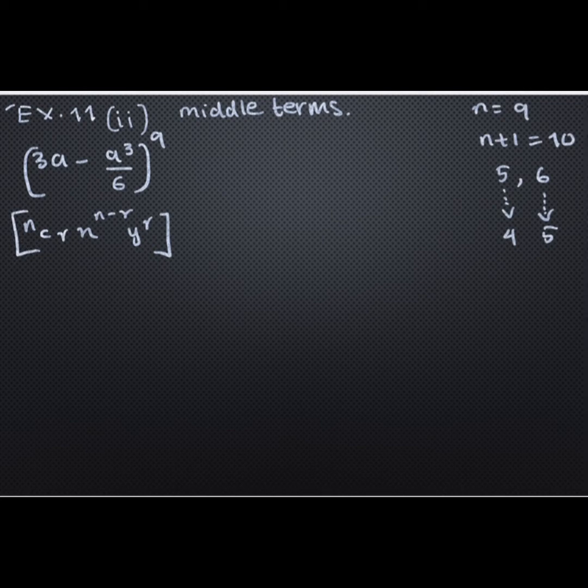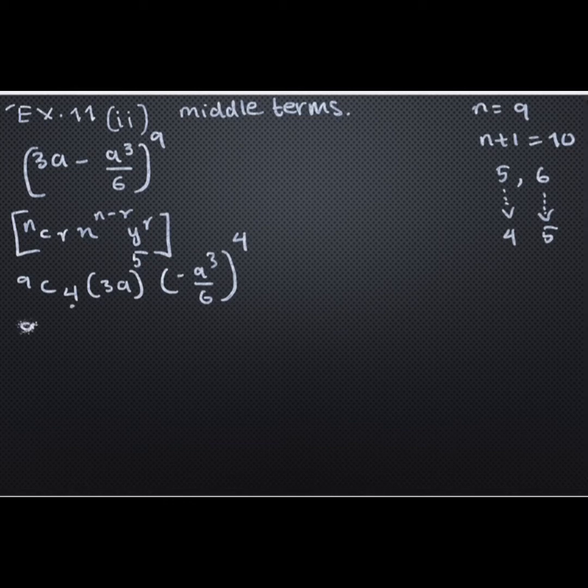So n, we know it is 9, right? So we'll find the fifth term, which means our r will be 4. Okay, then the first term is 3a, and the second term is negative a cubed over 6. Now look at r: the second term's power will be 4. Then we add the powers to get 9, so 5 plus 4 is 9.